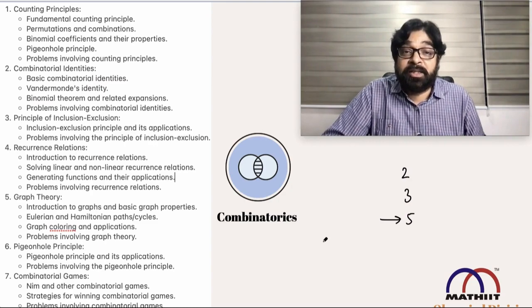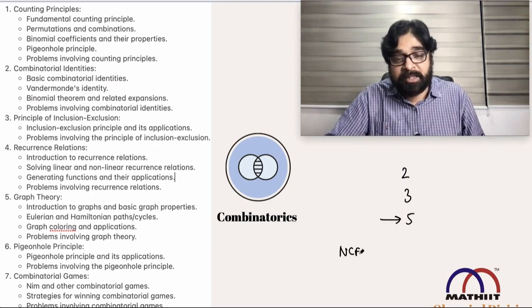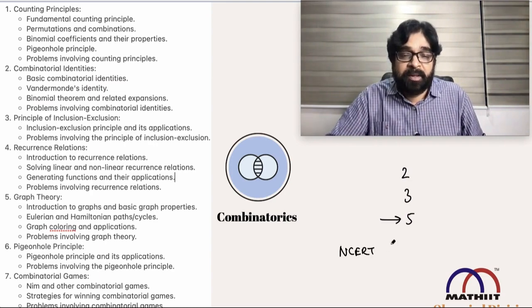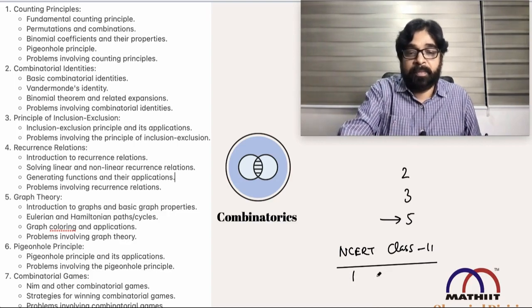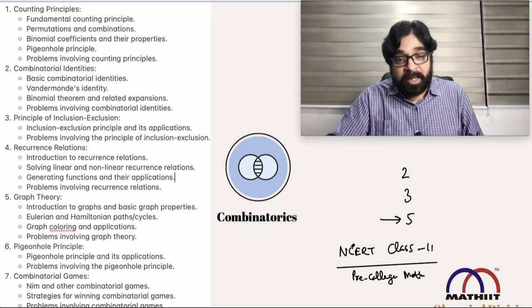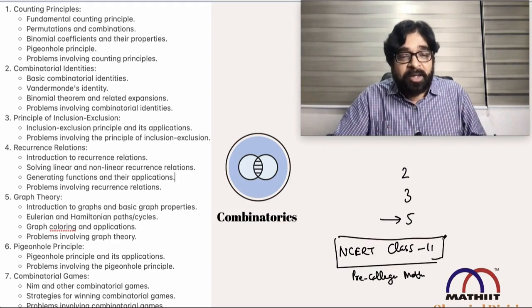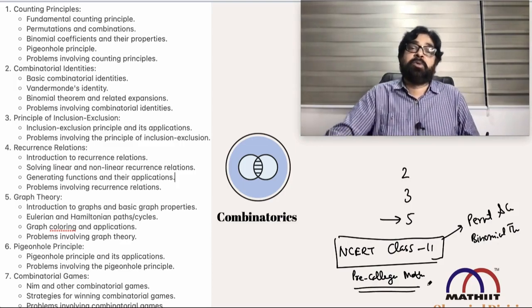Sir, from where should I study this chapter? I will suggest, first thing, the NCERT book, NCERT 11th class. After doing this, you may refer to the book called Pre-College Mathematics. Remember, in the NCERT book, class 11, there is a chapter called permutation and combination. At the same time, read binomial theorem also. After that only, you can refer to pre-college mathematics books.